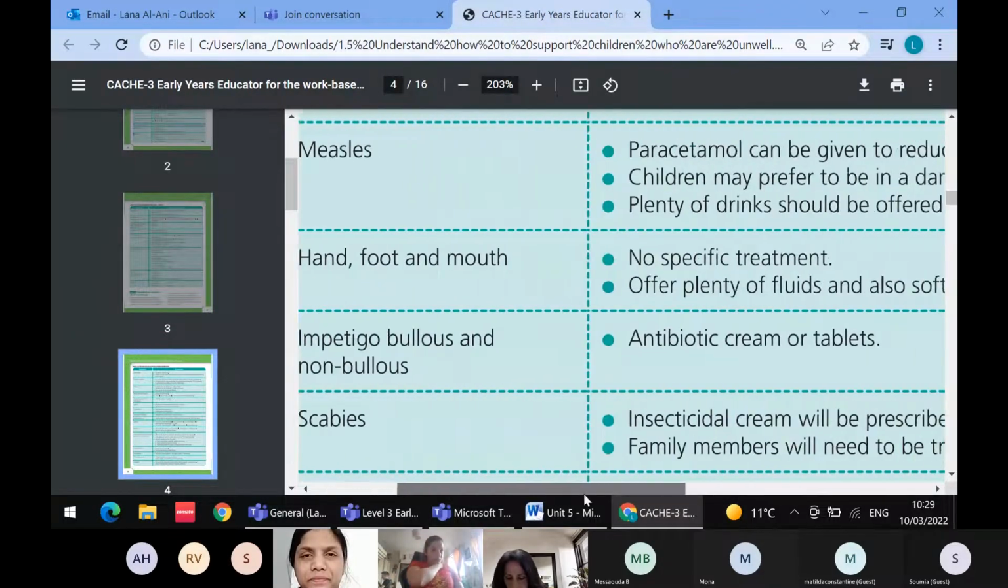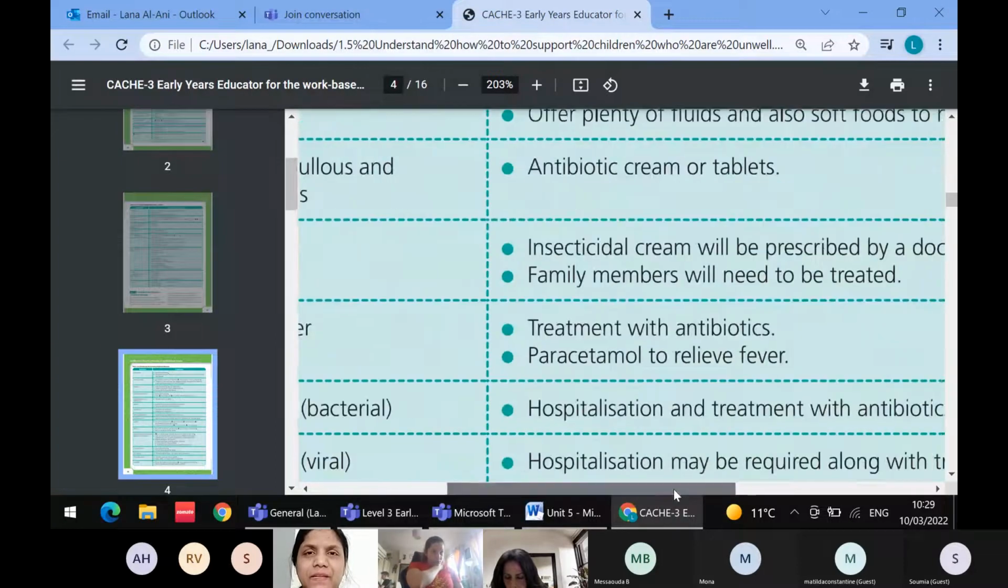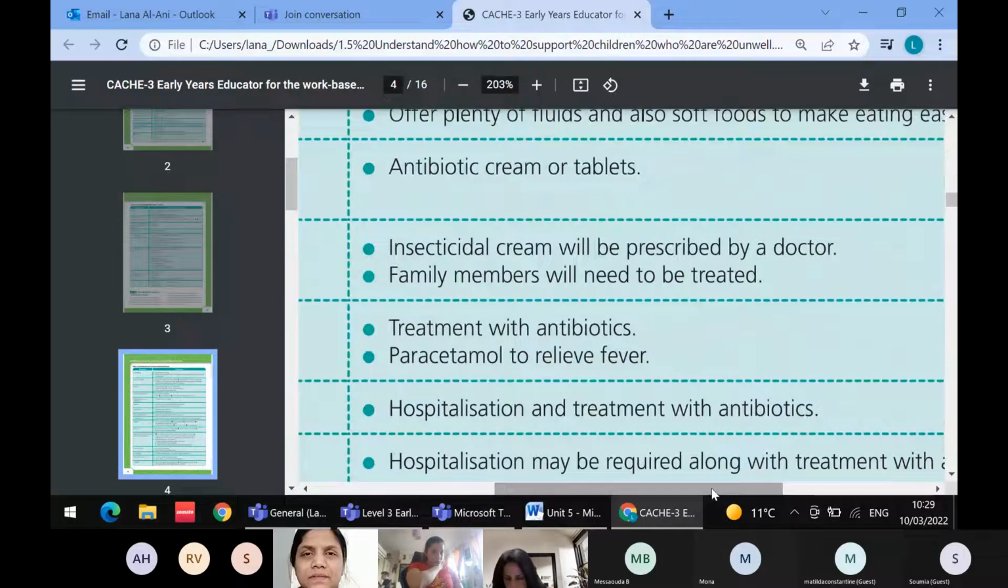How about scabies? How are we going to treat scabies? There's a cream, insecticidal cream. Yes, family members will need to be treated. Yes, excellent, very good, well done.